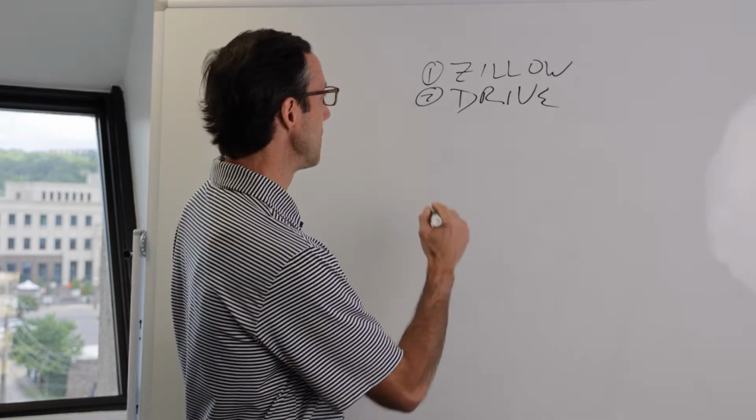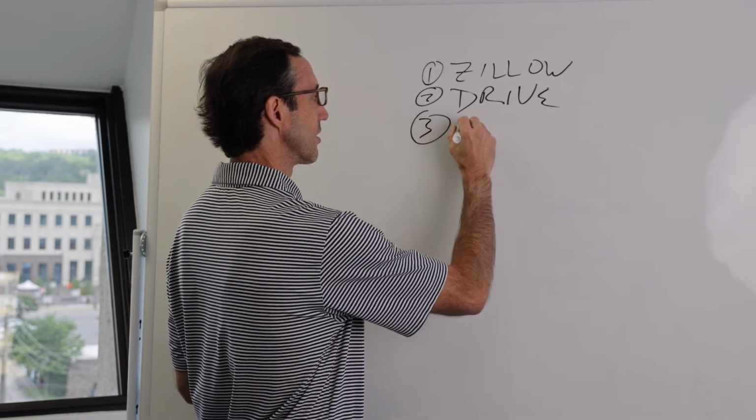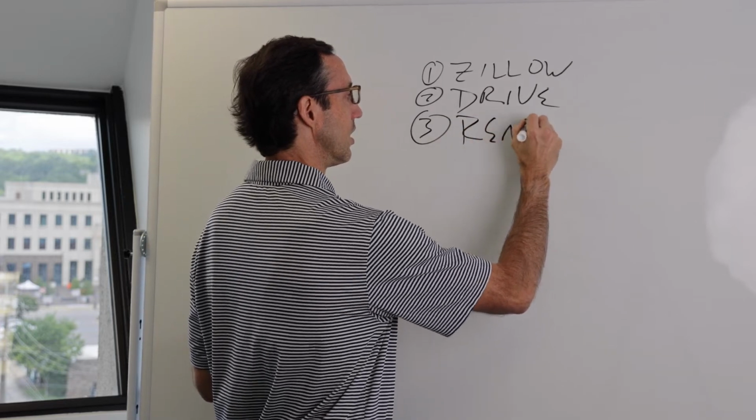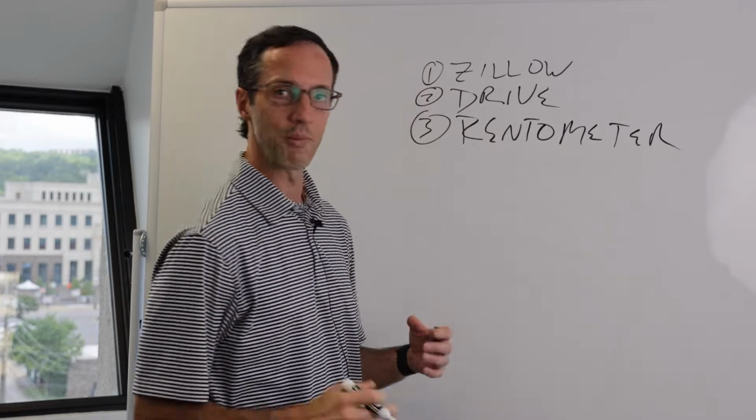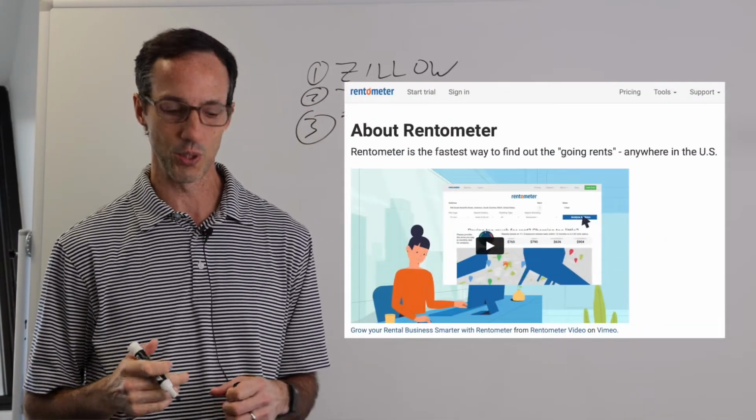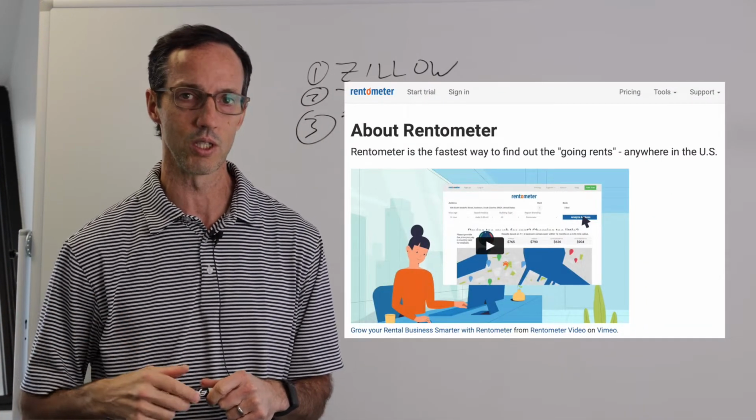There are also other ways. One is called RentOMeter. RentOMeter is a website you can go to, rentometer.com, I believe. You can Google it and find it.